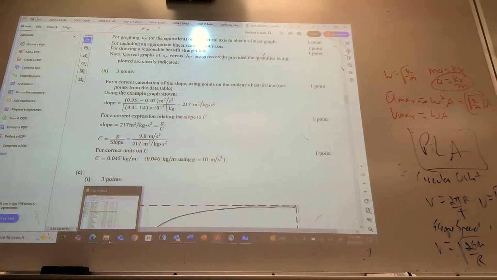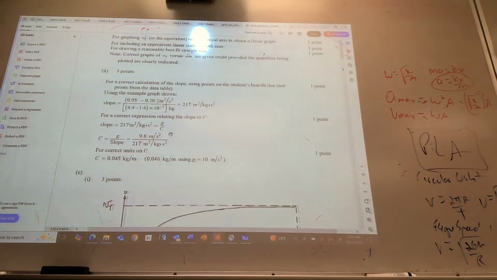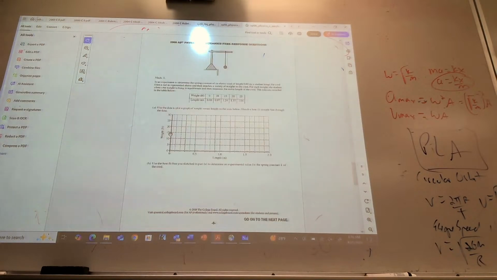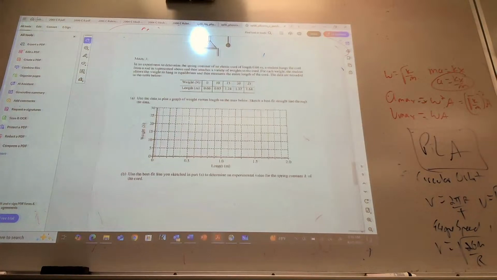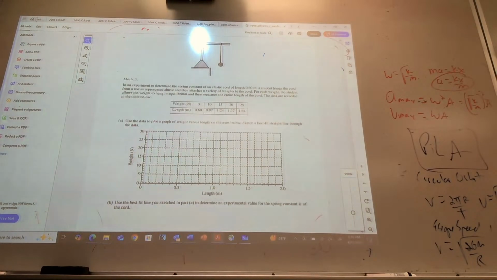Once you get that, you just draw your best fit line, make sure you're indicating your 2 points. You're getting the experimental value of the spring constant. Think of how that slope relates to the experimental value of the spring constant.